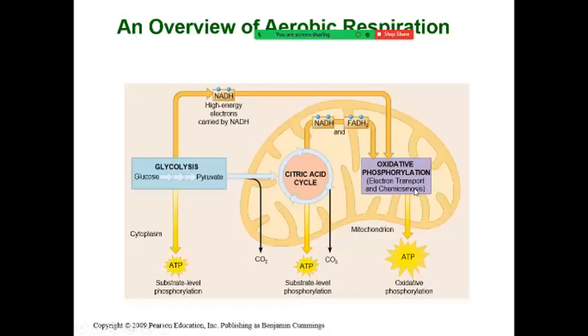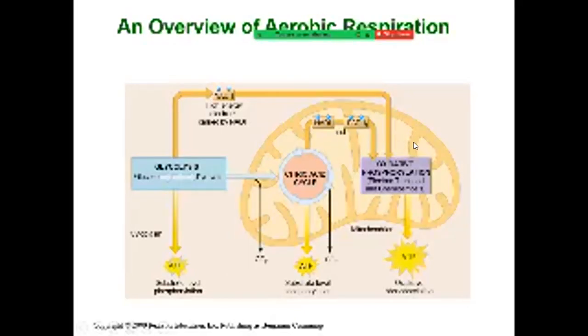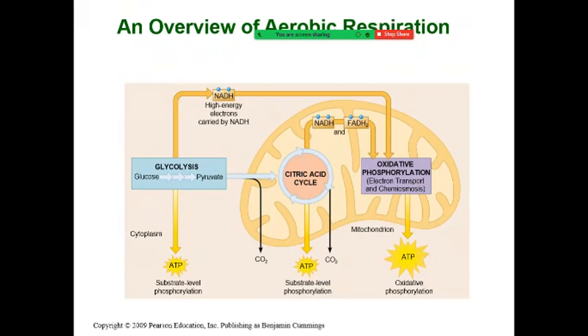There it is. It happens in and across the inner mitochondrial membrane of eukaryotic cells. Some ATP gets made in glycolysis. Some ATP gets made in the Krebs cycle, also called the citric acid cycle. But most of the ATP gets made in the electron transport chain.